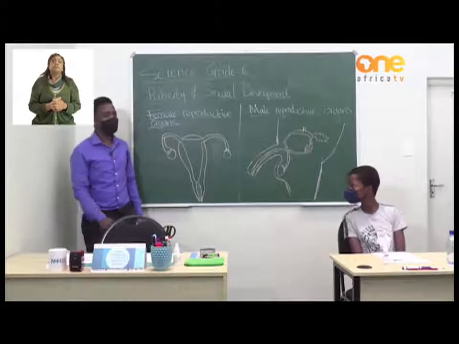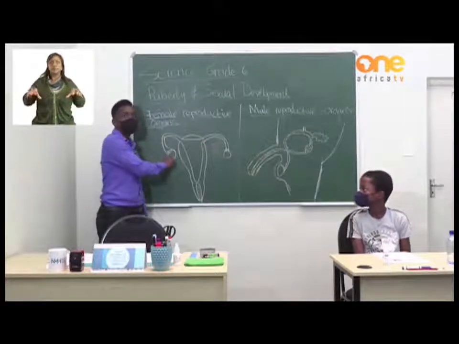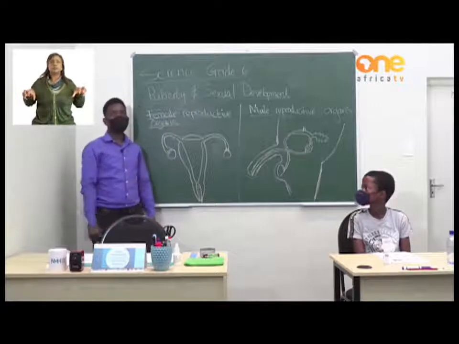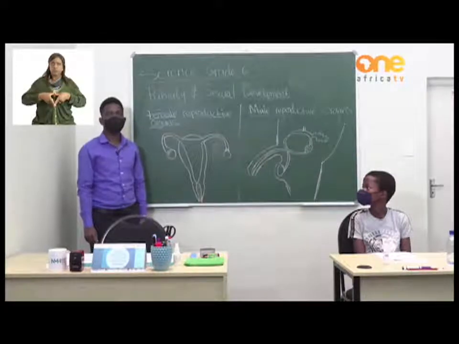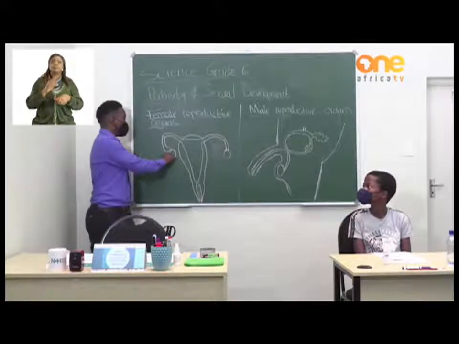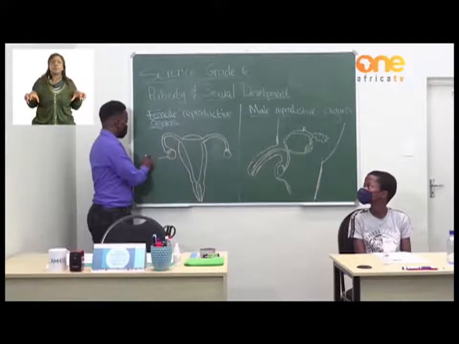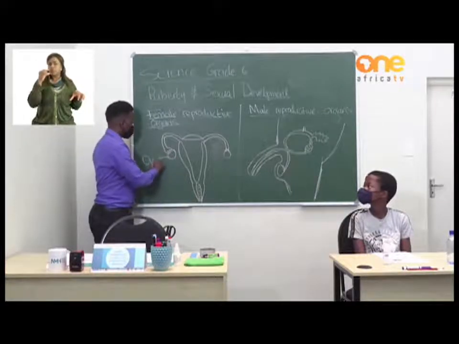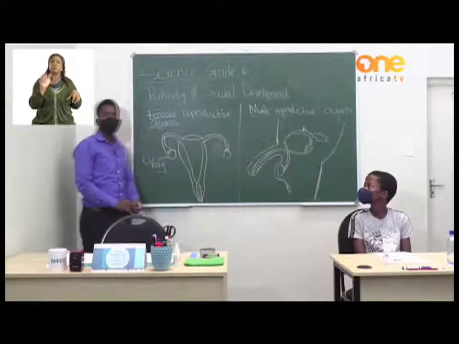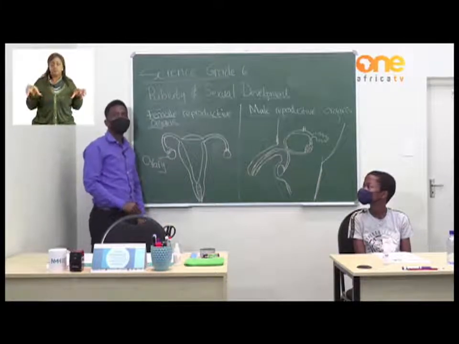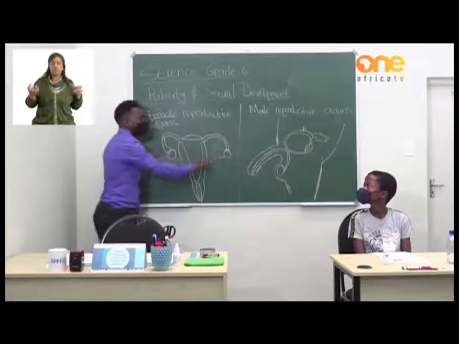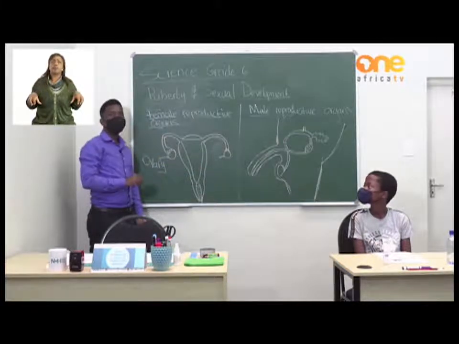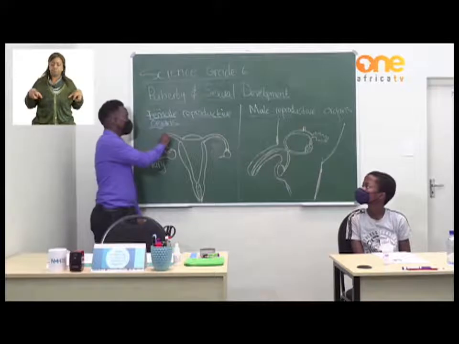Now on the chalkboard with me, I have the female reproductive organ. And we are now just going to label it, and afterwards, that is when we will look at the role of these structures. The first one that we have on my left here is the ovary. Now, the ovary is a structure that is both on the left side and also on the right side. That is the ovary.